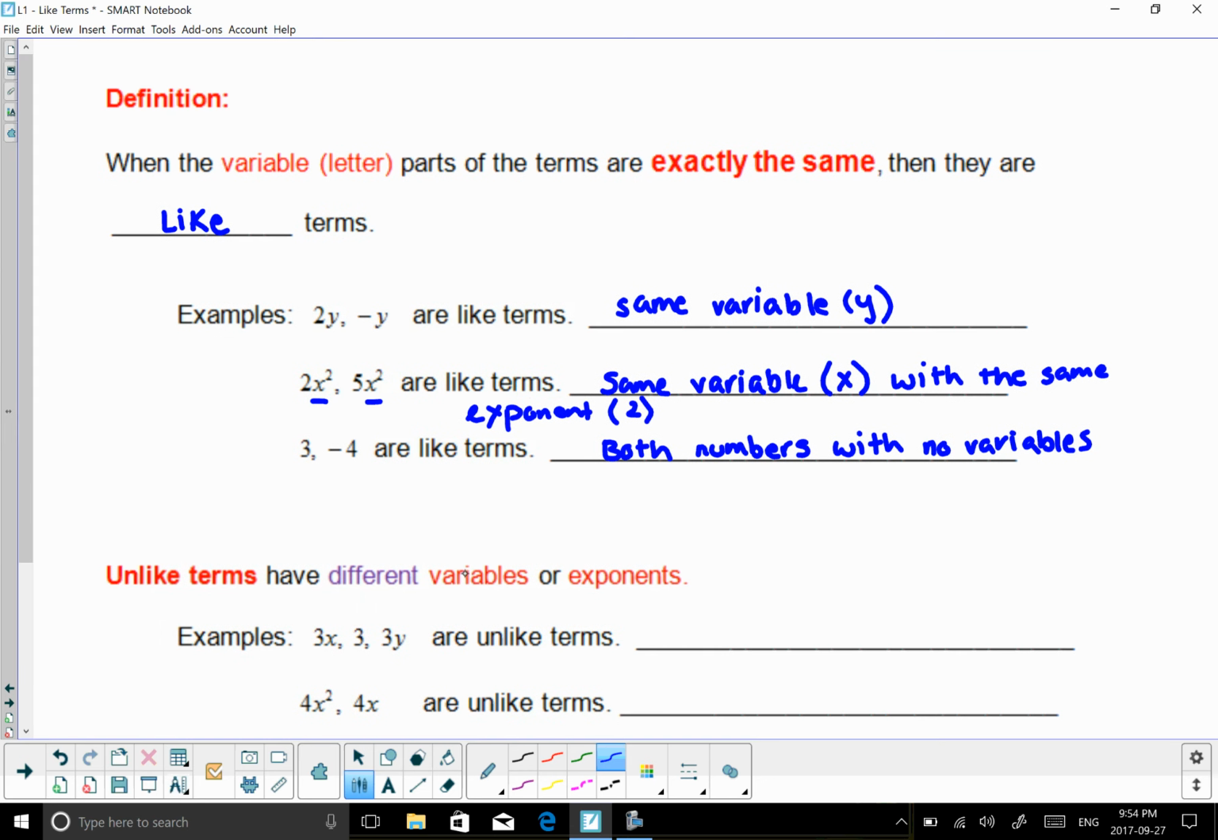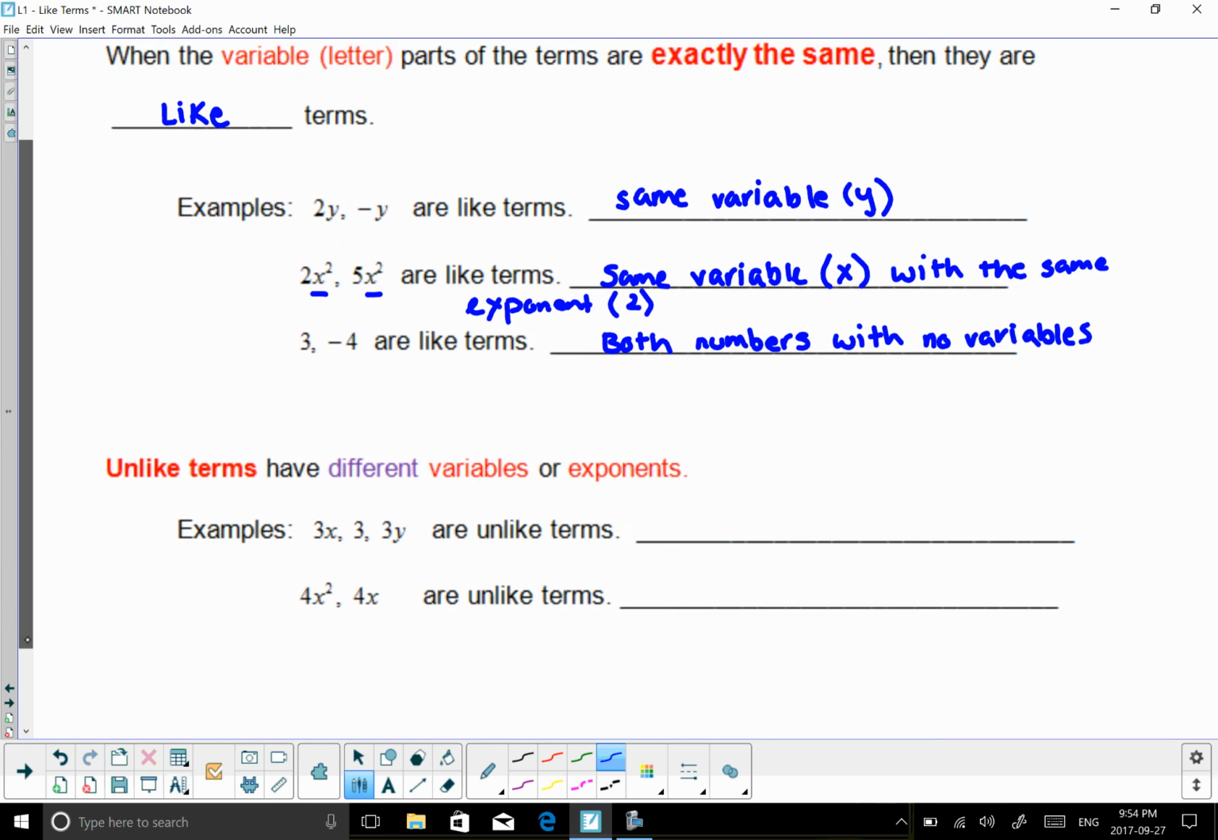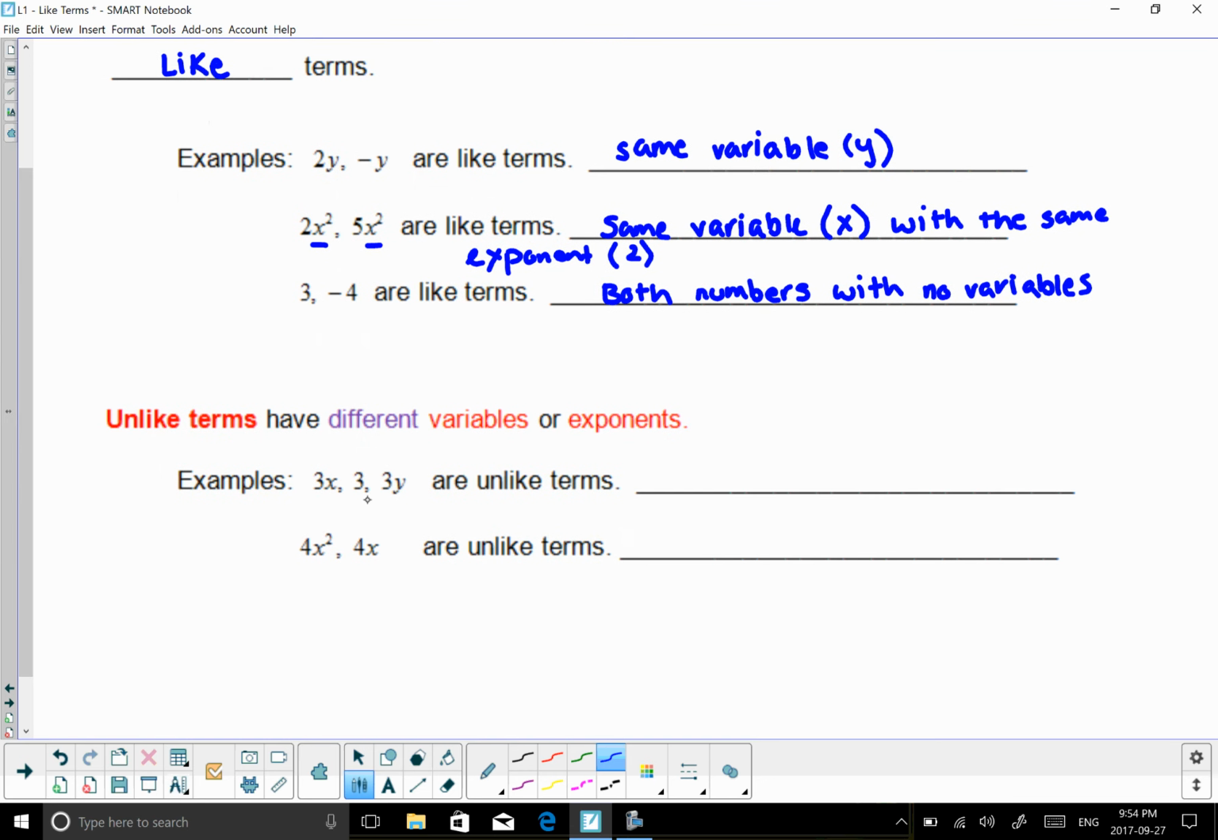So unlike terms have different variables and exponents. So here you'll see that we have a 3x, 3, and 3y. Yes, they all have 3, but they don't have the same variable. This one has an x, this one doesn't have a variable, and this one has a y. So they are all different. So they're unlike terms.